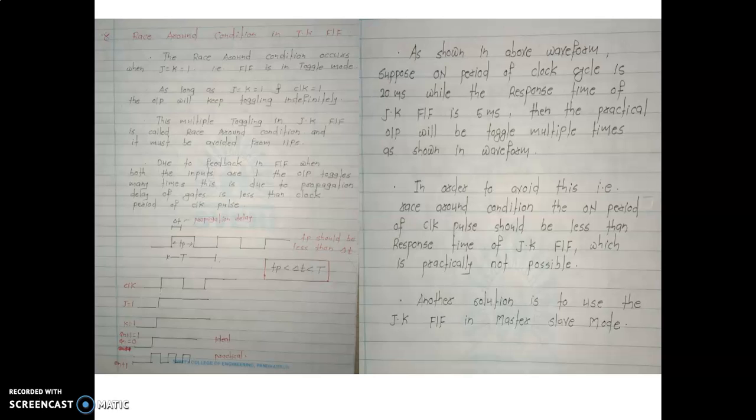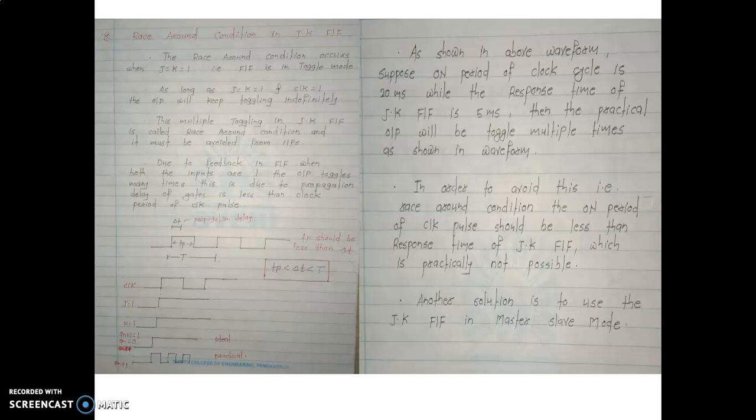The next important point is the race around condition. Basically we need to understand what the race around condition is and in which flip-flop it can occur. Always keep in mind that the race around condition always occurs in the JK flip-flop. So how to identify the race around condition? For the JK flip-flop, if the J input and K input are equal to 1, and we consider the clock pulse also as 1.